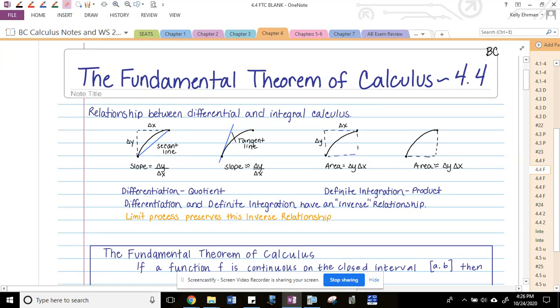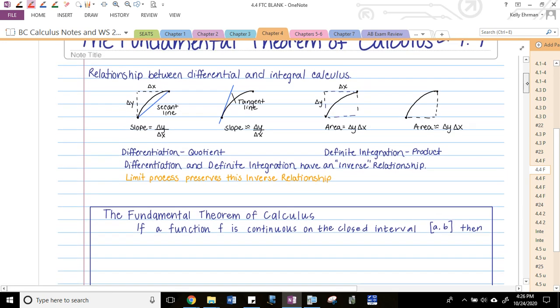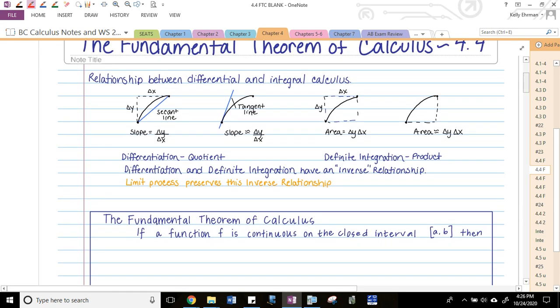So today we're going to talk about the fundamental theorem of calculus, which is obviously a pretty important theorem and the basis of everything we're going to be doing with integrals from here on out. So kind of a big deal. Before we get into the actual theorem, I want to do a really big overview recap of what we've been talking about.